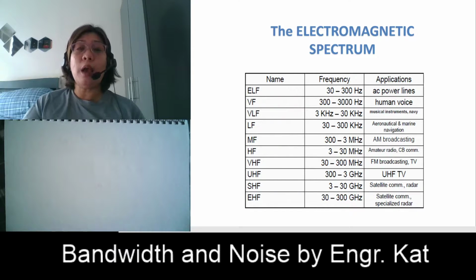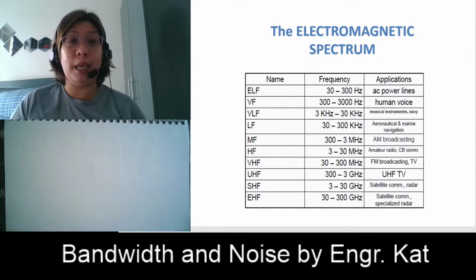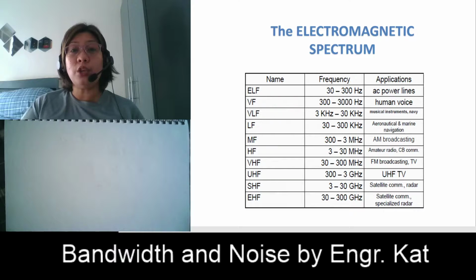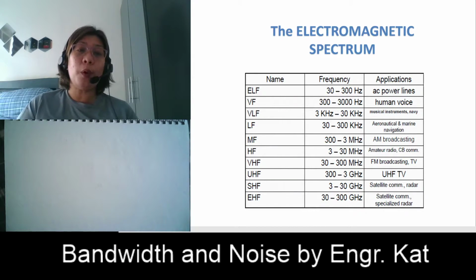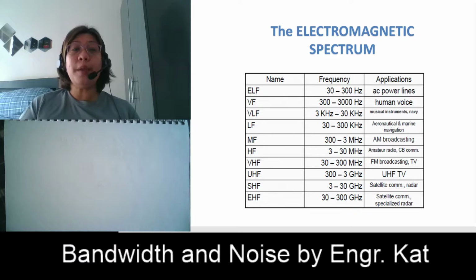Okay, and then we have here the medium frequency range. So the medium frequency range is 300 kilohertz to 3 megahertz. One important or popular application under this is AM broadcasting. So AM broadcasting is 535 to 1605 kilohertz. So this falls under the medium frequency range.